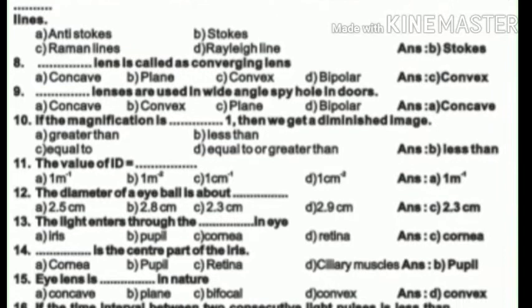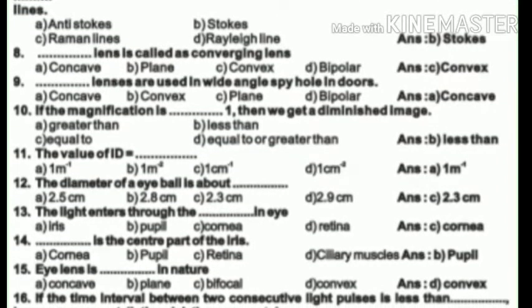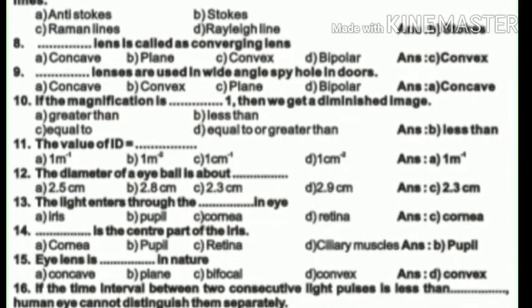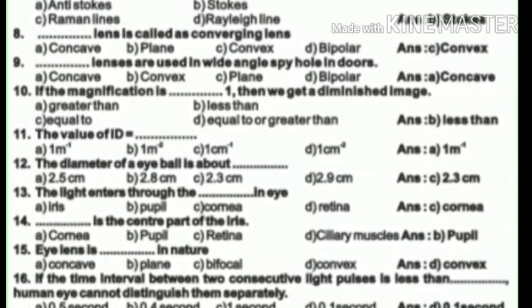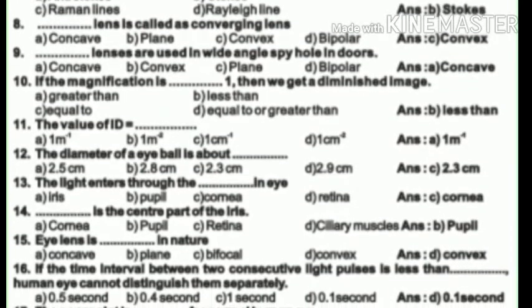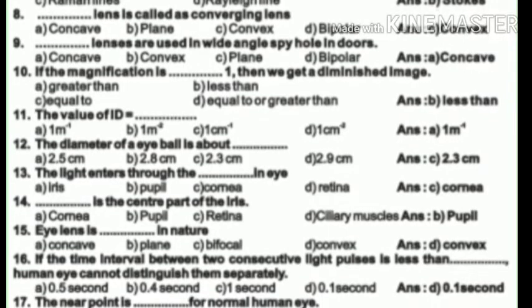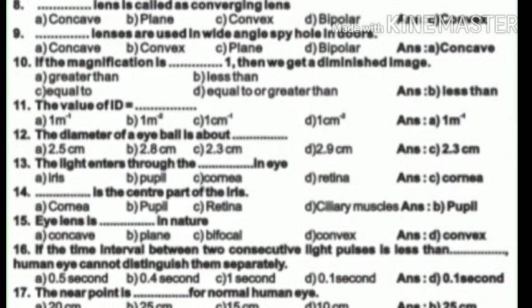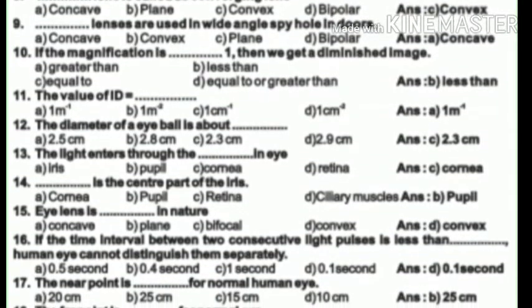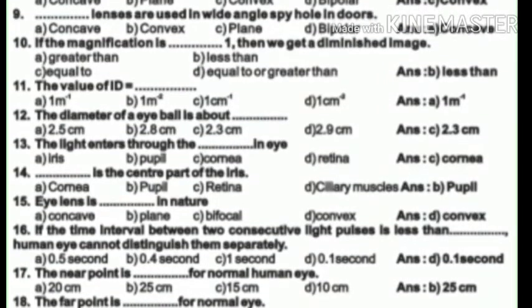The value of 1D is equal to dash. Option A, 1 m raised to the power minus 1. The diameter of eyeball is about dash. Option C, 2.3 centimeter. The light enters through the dash in eye.